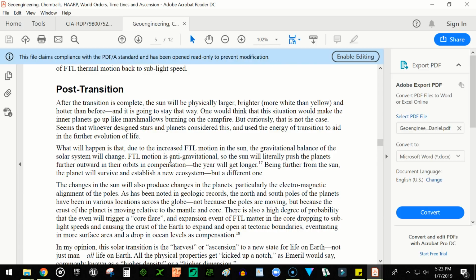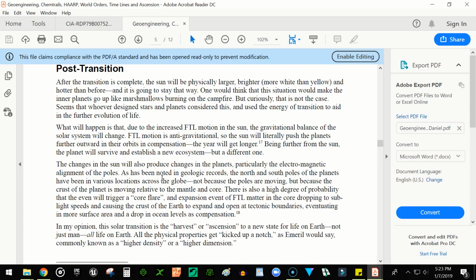further evolution of life. What will happen is that, due to the increased faster-than-light motion in the sun, the gravitational balance of the solar system will change. FTL motion is anti-gravitational, so the sun will literally push the planets further outward in their orbits in compensation. The year will get longer. Being further from the sun, the planet will survive and establish a new ecosystem, but a different one.